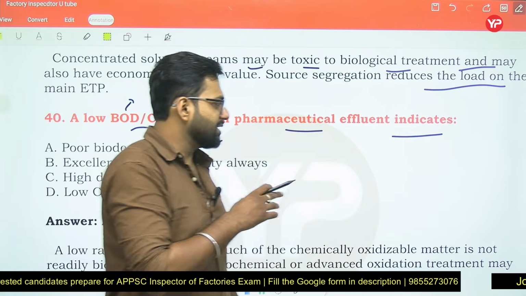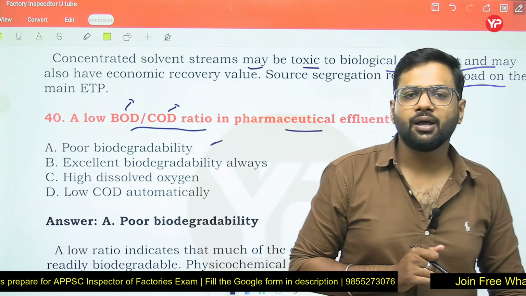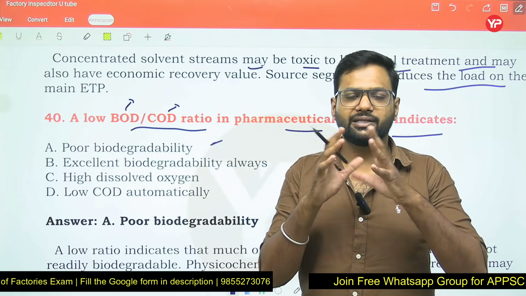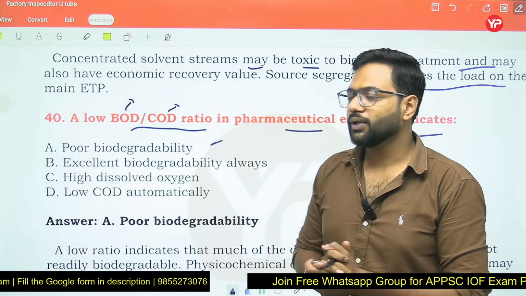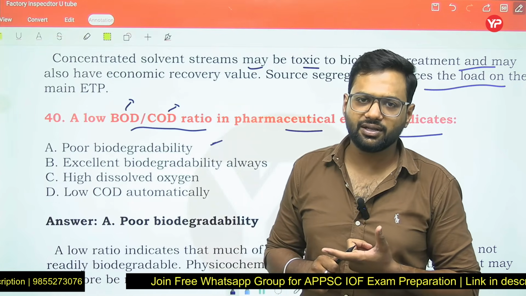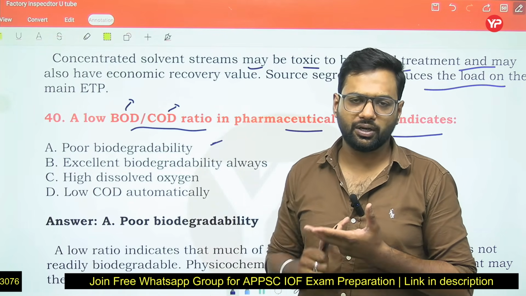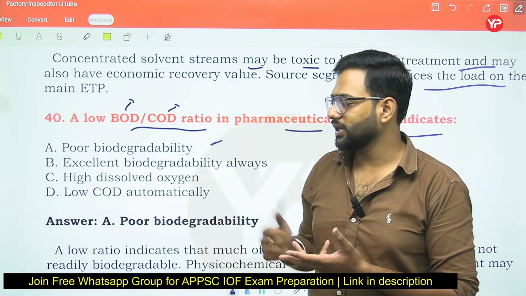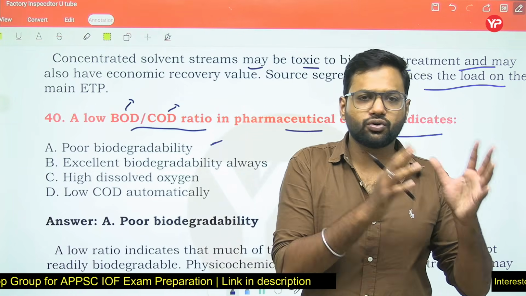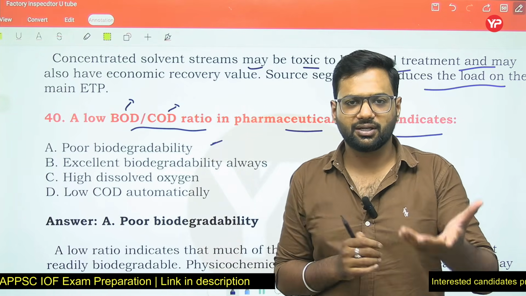Okay, so friends, these are the 40 questions that we have discussed, mostly on industrial effluents. We have discussed questions related to different industries: textile, tannery, distillery, sugarcane, and pharmaceutical industries.